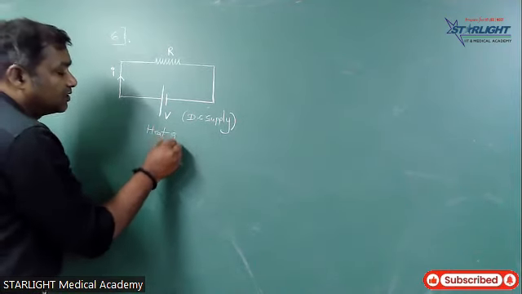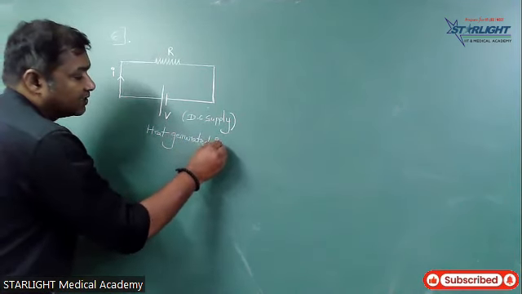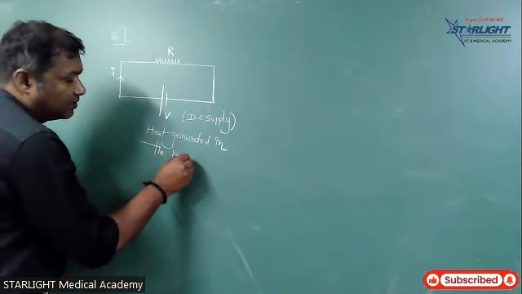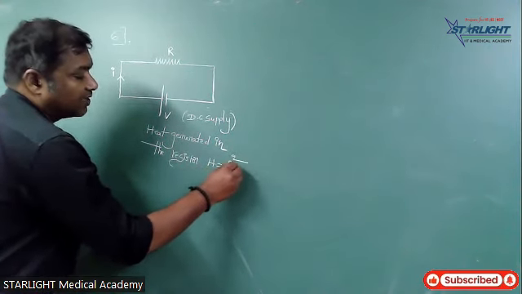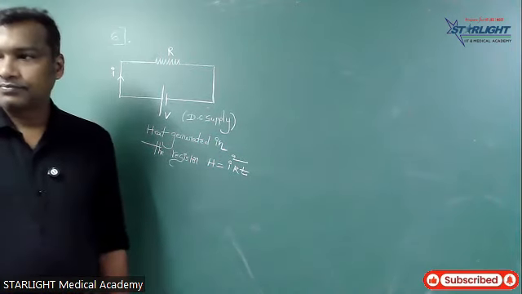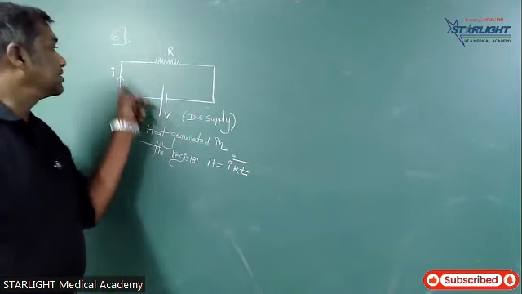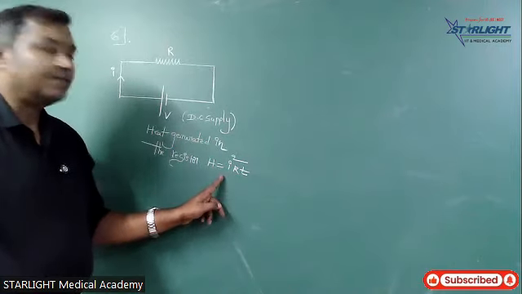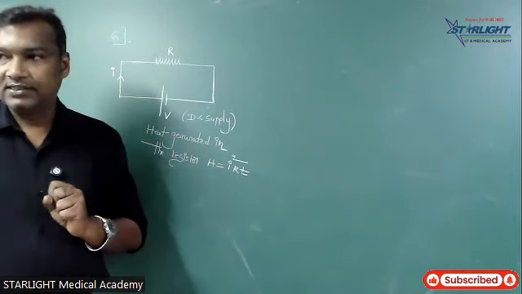Heat generated in the resistor: H is equal to I square RT. So this is I square RT. Heat generated. When current is passing through this resistor, heat is generated here. This is the formula for heat generated at a resistor when DC supply is given to that resistor.